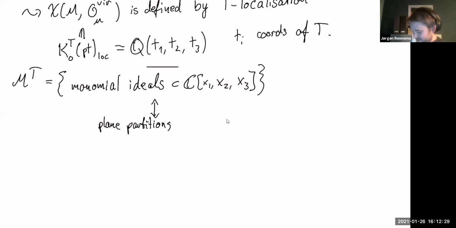Anyway, these are in bijection with plane partitions. So plane partitions are subsets of this positive orthant lattice, satisfying: we want them to have size equal to n, and we want them to satisfy the condition that the complement is closed under adding on things in a positive orthant.